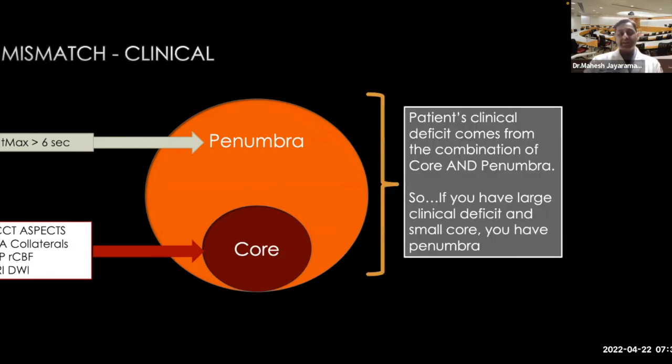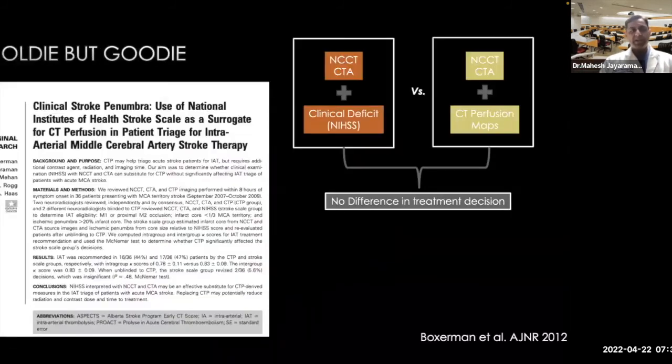You can also do this clinically. Remember that the patient's clinical deficit comes from the combination of core and penumbra. So if a patient has a big clinical deficit and a small core by imaging, then by definition, you have to have penumbra.